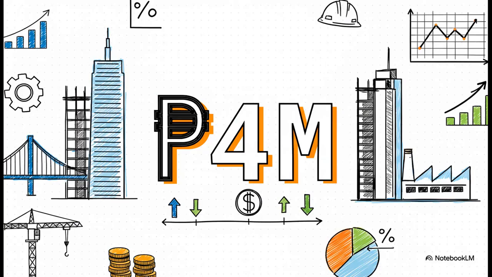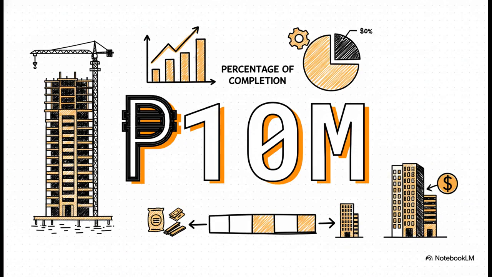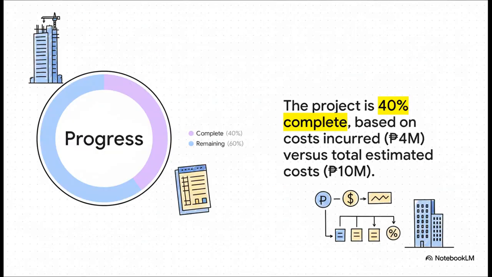All right, let's walk through an example step by step. First, you need to know how much has been spent so far. In our example, let's say the company has spent 4 million pesos to date on labor, materials, you name it. Okay, next up, you need the big number, the total estimated cost for the entire project, from start to finish. And for this project, the team figures that number is going to be about 10 million pesos. Okay, so we've got our two key numbers. You take the 4 million you've spent so far, and you divide it by the total estimated cost of 10 million. And boom, that simple math tells you the project is exactly 40% complete.